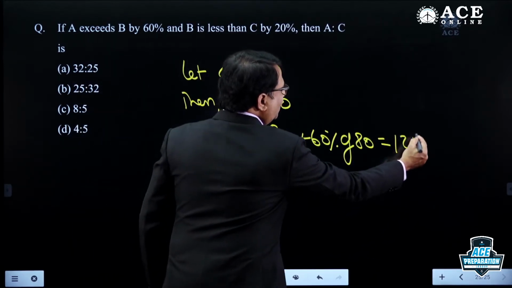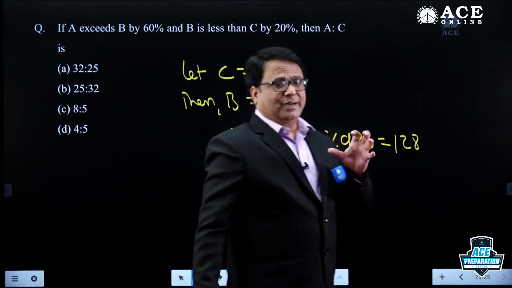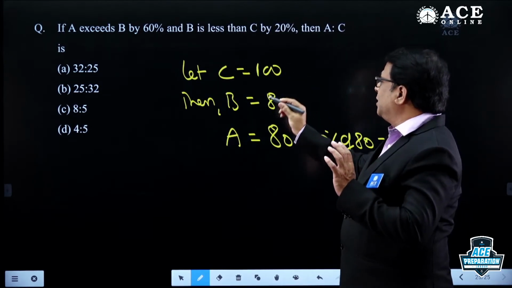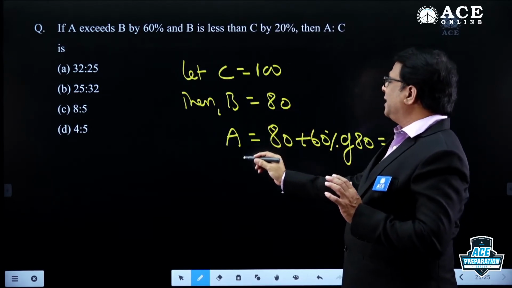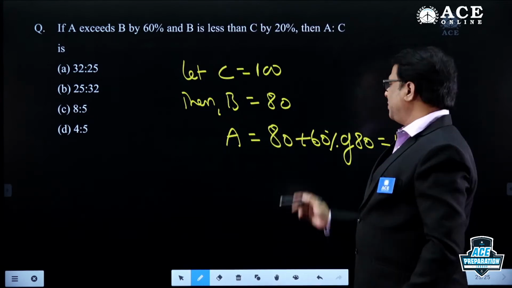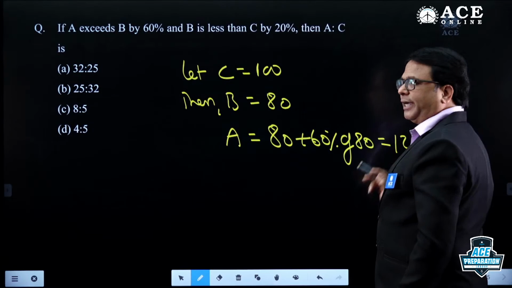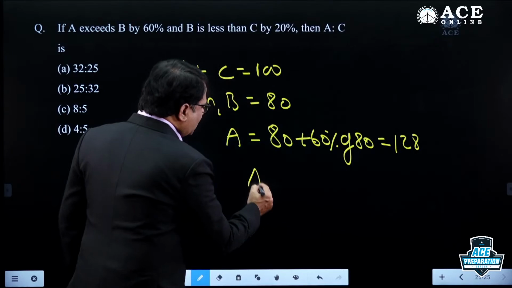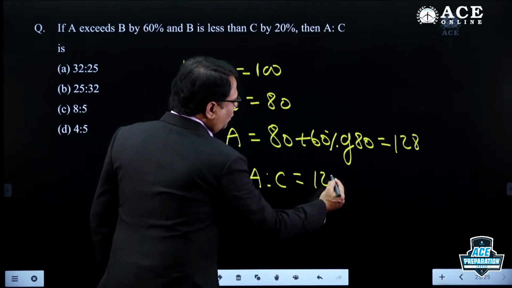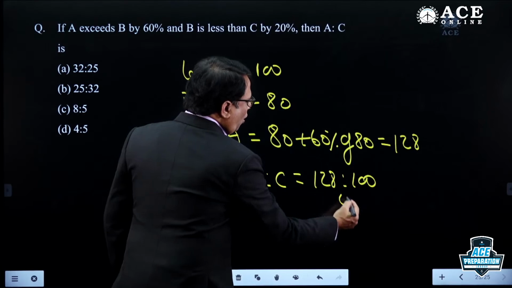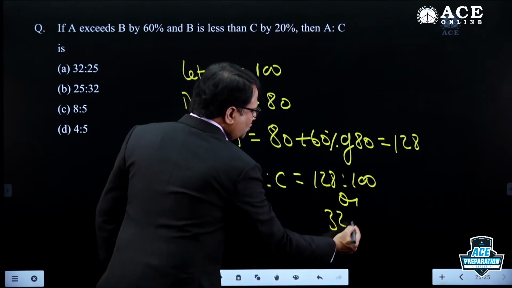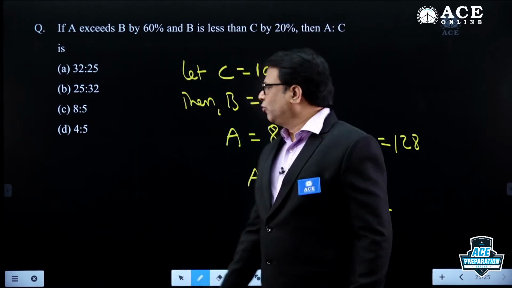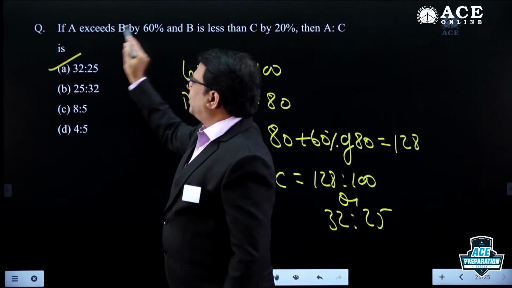128. So if you take C as 100, then B will become 80 and A is 60% more than B. That means 80 plus 60% of 80, it will come to 128. And what is the question? Then A is to C. A is to C is 128 is to 100, and dividing both by 4, I can say it is 32 is to 25. So 32 is to 25.